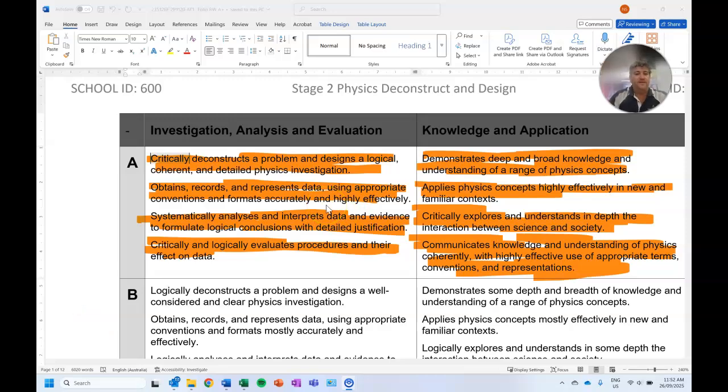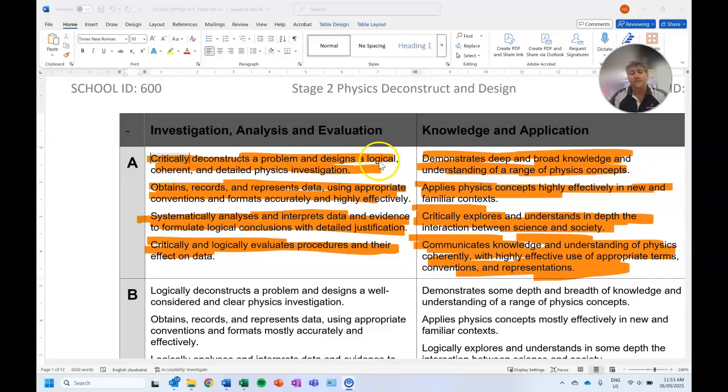Okay, everyone, this is a little bit of an insight into how to do the deconstruct and design investigation. So the performance standard that I'm most focused on is this one up here: critically deconstructs a problem and designs a logical, coherent and detailed physics investigation. When you are critically deconstructing, you are critiquing it. You're not just brainstorming. Brainstorming might be breaking down the problem. Critically deconstructing is talking about it using evidence. So is it good? Is it bad? That's critiquing things.